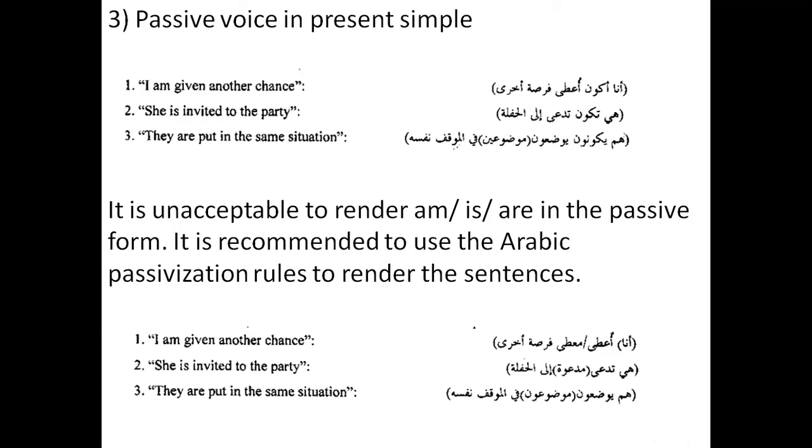So it is not acceptable to render the sentence word for word and render am, is, are into yakun, but we can use the passive structure in Arabic to make our translation more acceptable. For I am given another chance, we can render it أنا أعطيت فرصة أخرى.